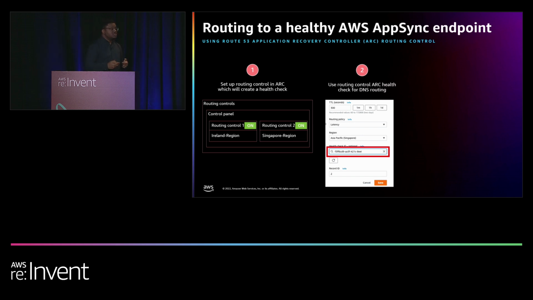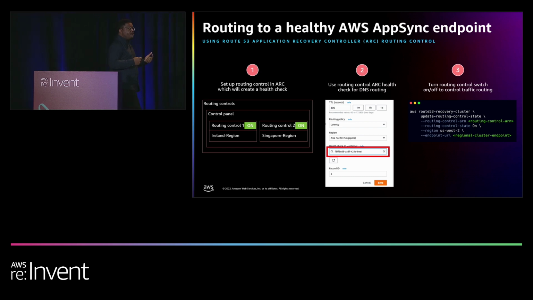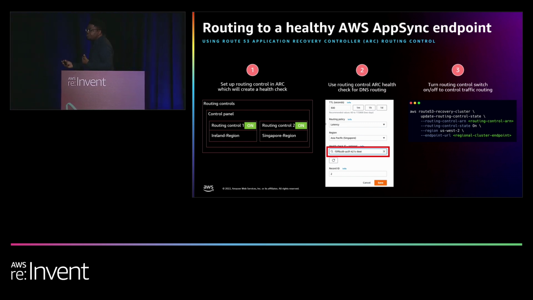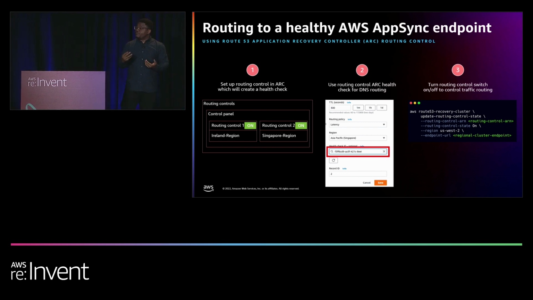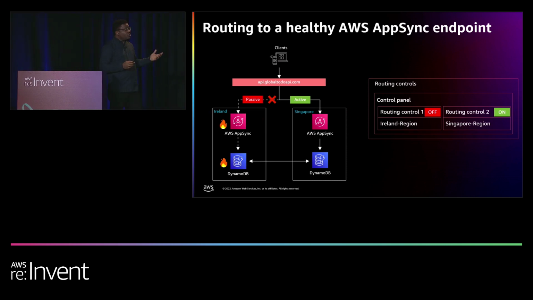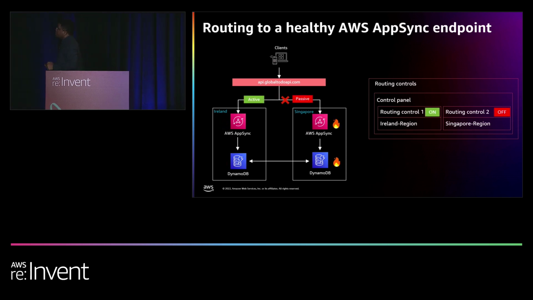while setting up those records. So what this then means is that using the CLI or your console, if you identify a region is unhealthy, either via monitoring you've put in place or via alarms you've put in place, you can quickly turn that switch off, which will prevent traffic from being routed to that particular AWS region. So what does that mean? If the routing control in the Ireland region is off, all the requests will go to the Singapore region. And if the routing control for the Singapore region is off, all requests will be routed to the Ireland region.